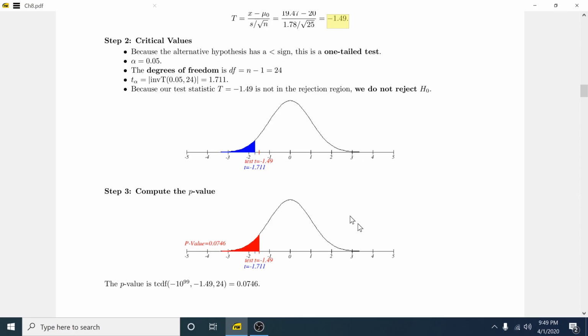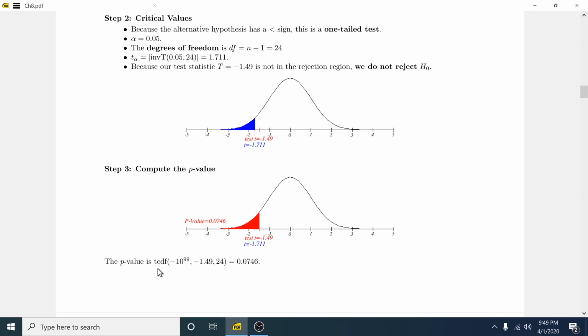Well, this is a t-distribution. So we are going to do a t-CDF, and we're going to go from negative infinity to negative 1.49. You can see that here: negative infinity to negative 1.49. And we do have 24 degrees of freedom. You'll notice we get about 0.0746, which is also the one that's given in this picture.